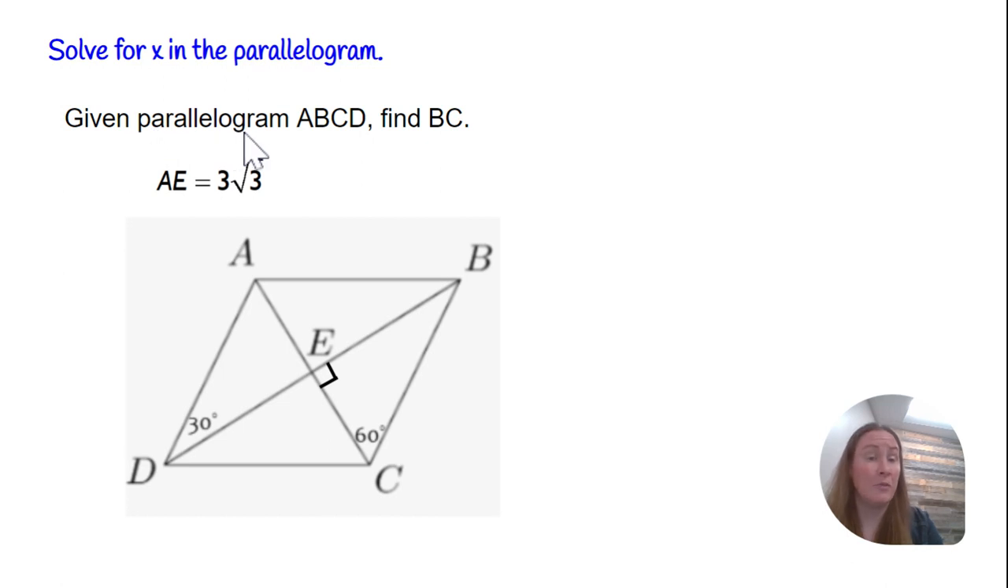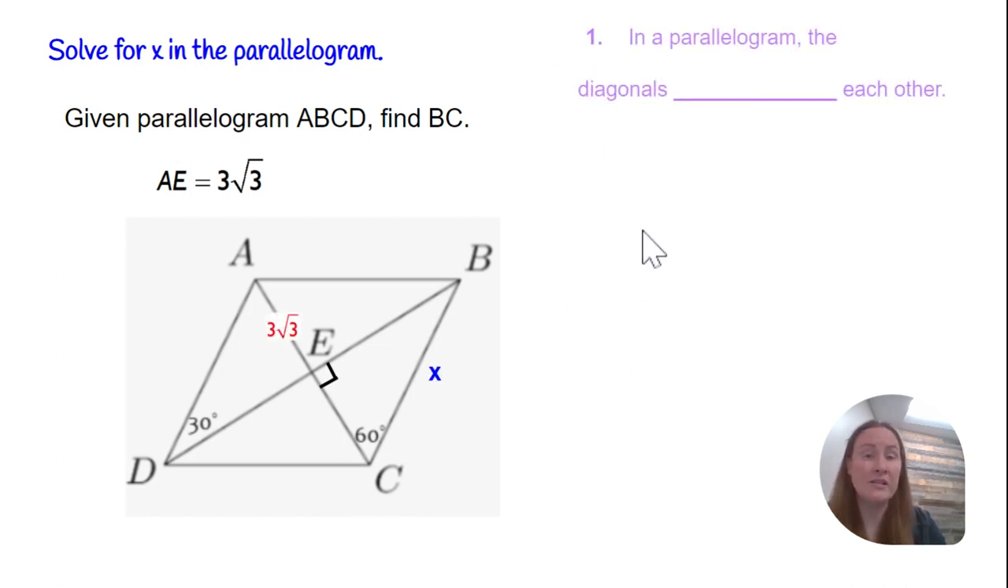It's given to me that I have a parallelogram. If we flip to the other side of our foldable and look at our 5 properties of parallelograms, we know that one of our properties says in a parallelogram, the diagonals bisect each other. We know that the diagonals bisect each other, so if the length of AE was given to us as 3 root 3, we also know that EC is 3 root 3.